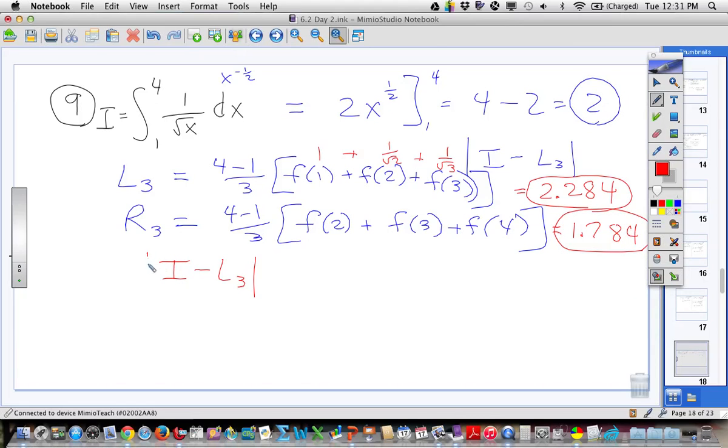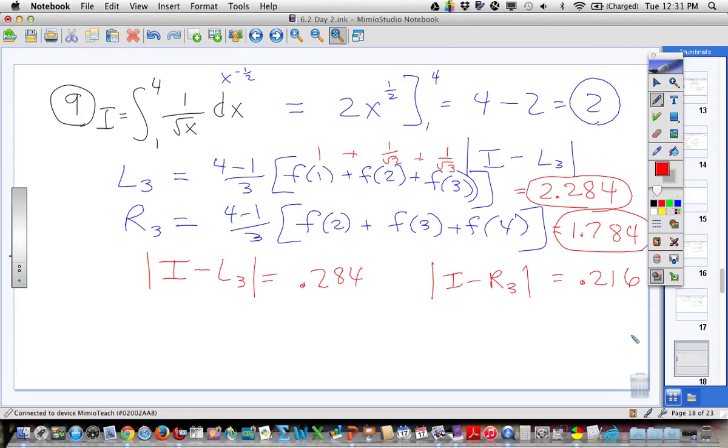And then you have to do your I minus L3. You have to find how much error there is. Well, that'd be 2 minus that, so that'd be 0.284. And your I minus R3 would be, what was it, 216? Is that what you have there? Okay? So those are all things you need to be able to do. Number 9 was a really good one. If there's one question you could do that would review a lot of the different components of what we've been talking about, this is it. So that was part B then.